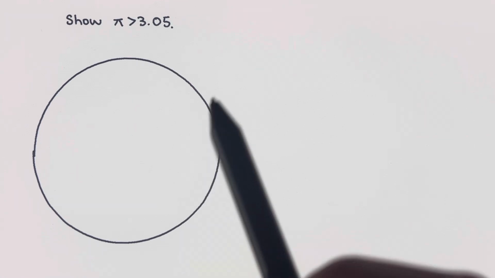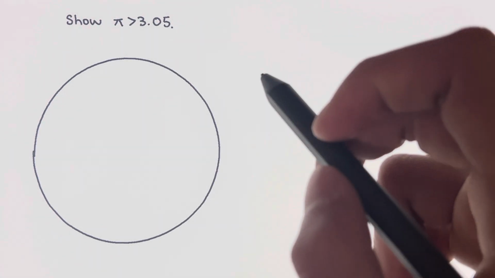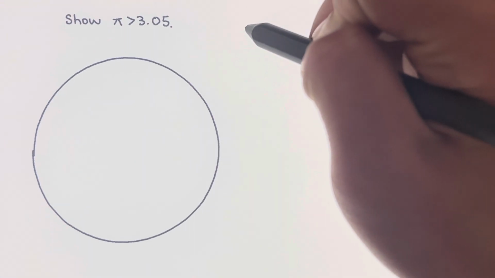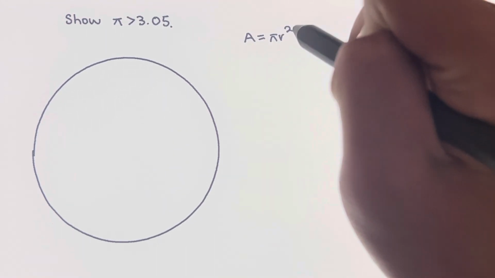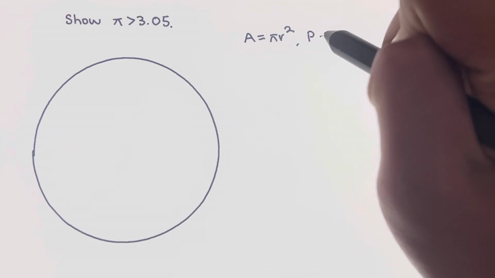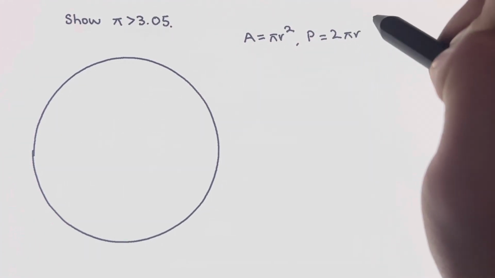In this problem, we are going to show that pi is greater than 3.05 without the previous knowledge of the actual value of pi of 3.14. Notice that I draw a circle because in geometry, pi is involved in finding the area and perimeter of the circle. The formula for the area of a circle is A equals pi r squared, and the perimeter is going to be 2 pi r.